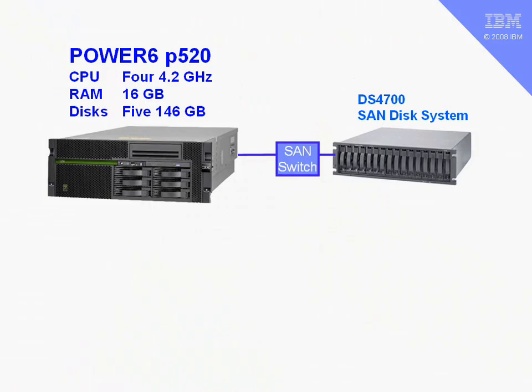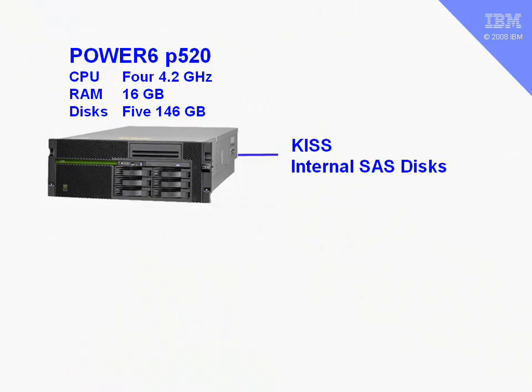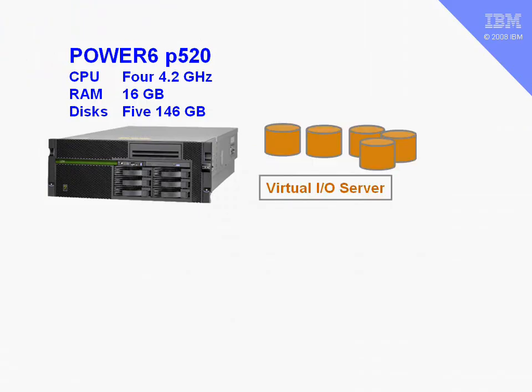Now I could connect my 520 to some SAN storage like a DS4700 via a switch, and we will do that in a later movie when we want to use partition mobility with AMS. But for this simple setup we're going to keep things simple, and we're going to use internal SAS drives. I actually have 5 disks in my machine, and all of those are going to be owned by the virtual I/O server as local disks.